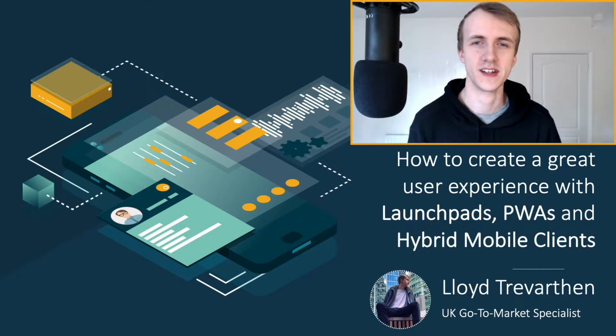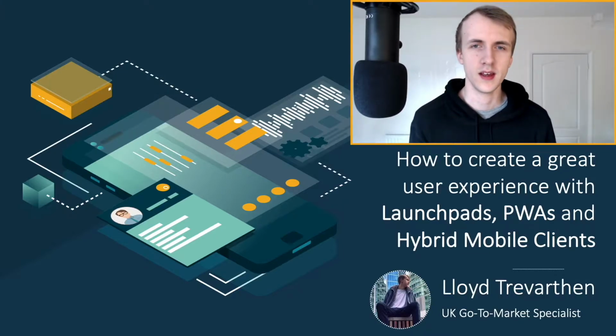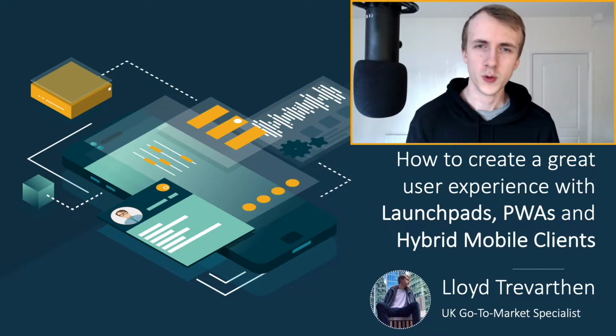Today, we'll be discussing how to create a great user experience with Neptune Launchpads, progressive web apps, and hybrid native mobile clients. But before we get going, I just have a quick job to do, if you don't mind. I just need to use a Neptune application on my iPhone to quickly scan a barcode, which will filter a list of products so it only shows the one I've scanned.